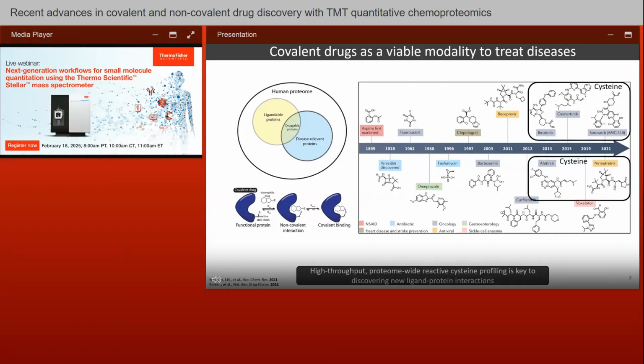And you can appreciate that in the last few years, many of these covalent drugs have been approved by the FDA to treat different diseases. Most of them are targeting the cysteine amino acid in human proteins, as cysteines under physiological pH have some really nice nucleophilicity to be targeted by these covalent molecules. However, many of the drugs were discovered by serendipity, so having a high throughput proteome-wide platform is really key to discovering new protein-ligand interactions, because you want to profile or screen thousands of different compounds across thousands of human proteins.